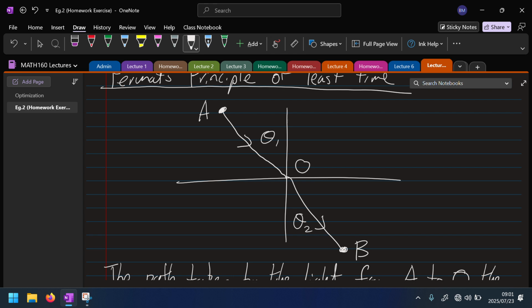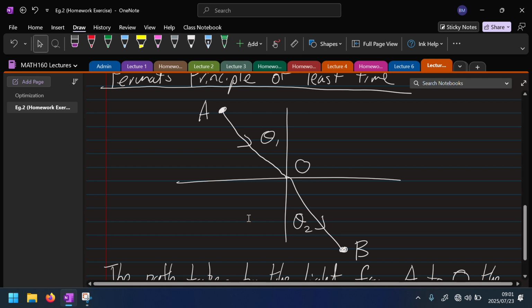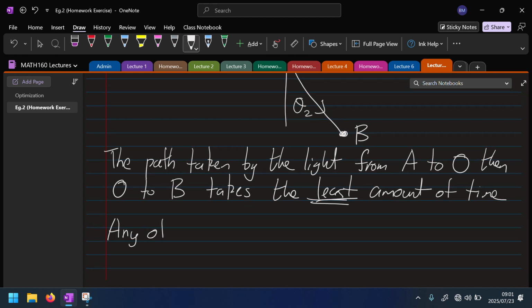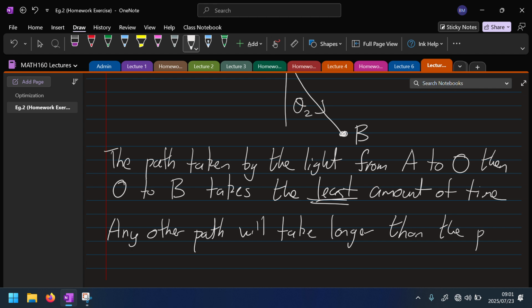Now, whatever path it takes, so, whatever angles are involved there, that path has the least amount of time. So if this light takes a different path, that will always be greater than this path over here, given by Snell's law. So any other path will take longer than the path given by Snell's law.